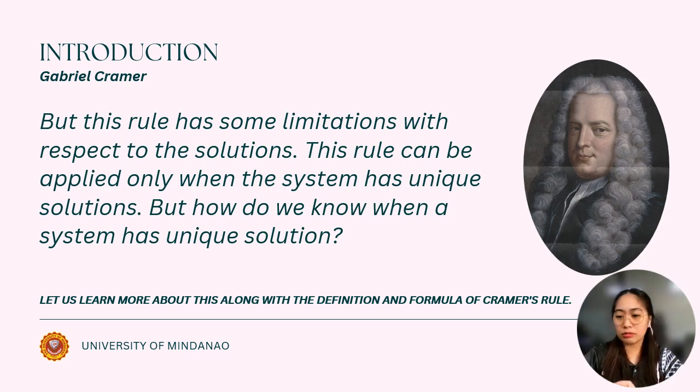But Cramer's rule has some limitations with respect to the solutions. This rule can be applied only when the system has a unique solution. But how do we know when a system has a unique solution? Let us learn about this along with the definition and formula as well as examples of Cramer's rule along the way.